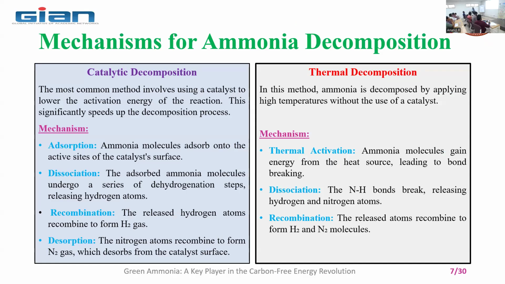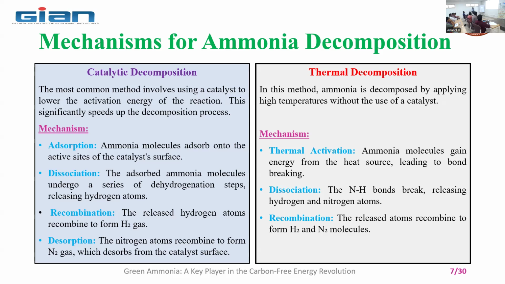So the mechanisms for ammonia decomposition are thermal decomposition and catalytic decomposition. In thermal decomposition, ammonia molecules gain energy from a heat source, leading to bond breaking. Whatever the amount of energy, how much temperature you need in the reactor to break the ammonia into nitrogen, the heat source you need to decide. Then in dissociation, the nitrogen-hydrogen bonds break into the atomic state, N and H. Then one nitrogen atom combines with another nitrogen atom and forms N2. Similarly, one hydrogen atom combines with another and produces a hydrogen molecule. The released atoms recombine to form hydrogen molecules.